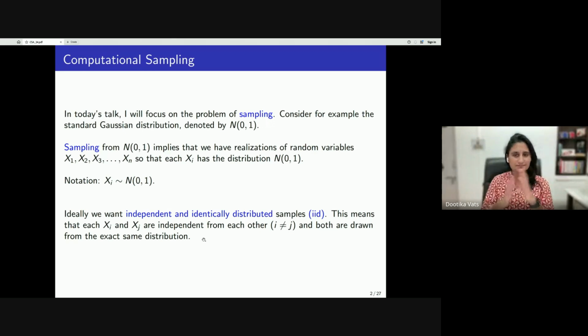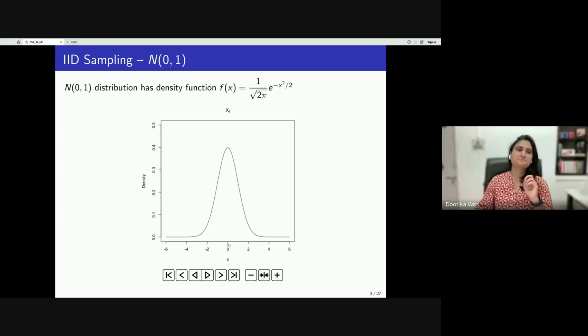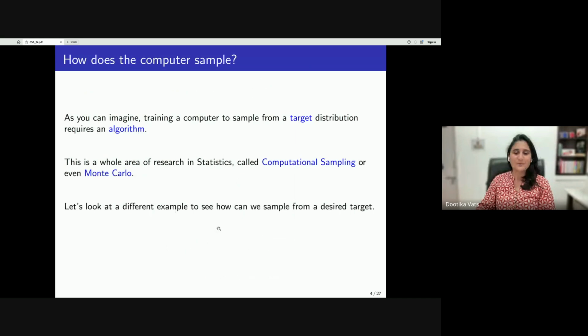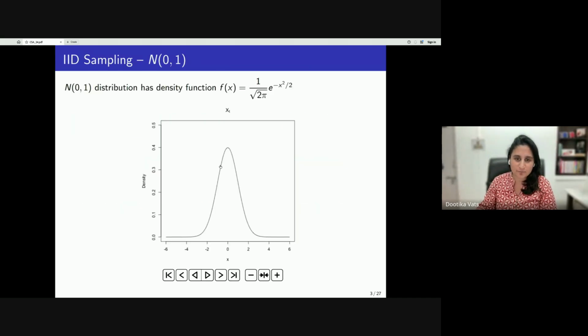Okay, this is a standard sampling issue. I have a distribution. I want to get IID samples from that distribution. So let's take a look. What do I mean? I know I want to do IID sampling from normal 0, 1, and this has a density function 1 by square root 2 pi e to the power minus x squared by 2. What I've done over here is I've plotted the density function, with x on the x-axis and the density function on the y-axis.